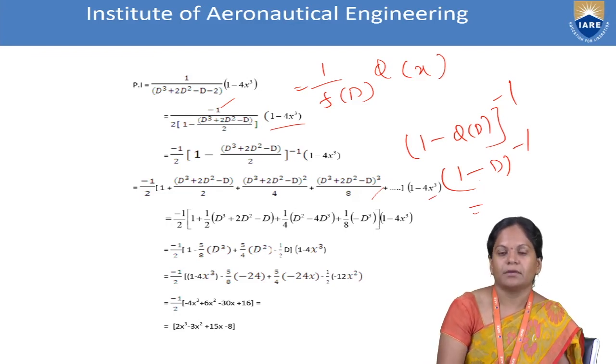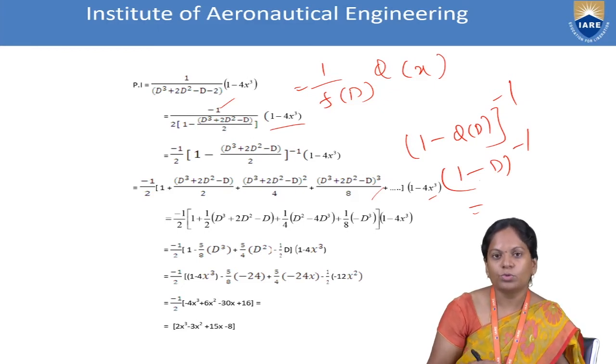Now multiply. D cube, we already know, is nothing but taking differentiation 3 times. D square is nothing but taking differentiation 2 times. D is nothing but 1 time differentiation.